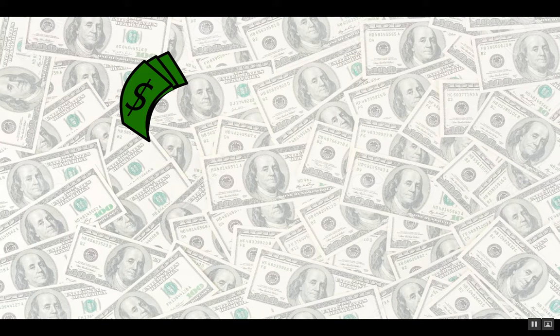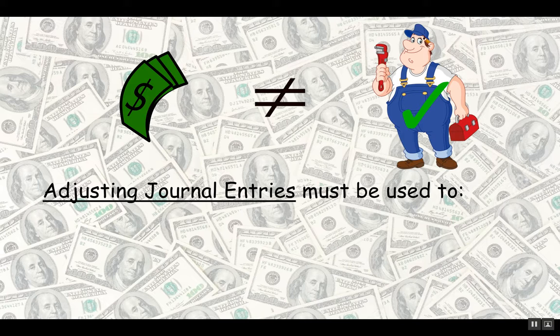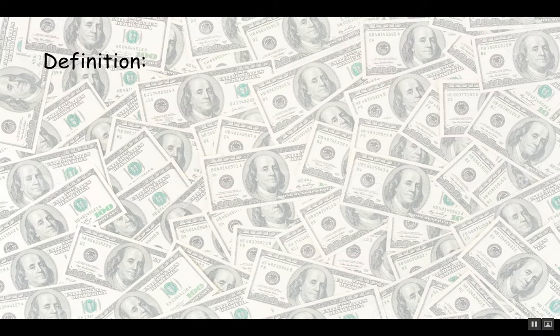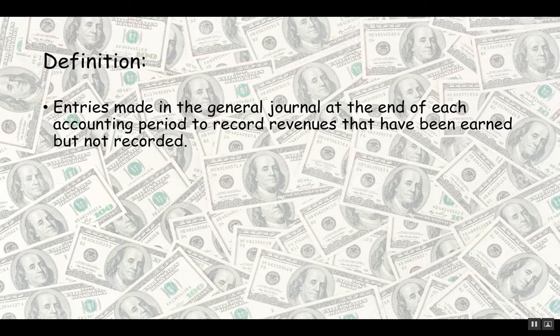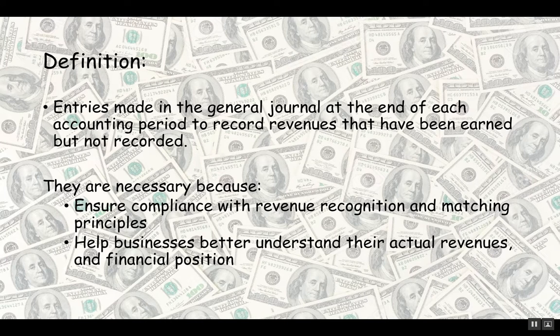Now, because the exchange of cash won't always coincide with the earning of a revenue, accountants must use adjusting journal entries to ensure that they are properly recorded and that cash transactions are matched up with the right period. So to define adjusting journal entries for revenues would be entries made in the general journal at the end of each accounting period to record revenues that have been earned but not recorded. They are necessary because they ensure compliance with the revenue recognition and matching principles, and they help businesses gain a better understanding of their actual revenue and financial position.